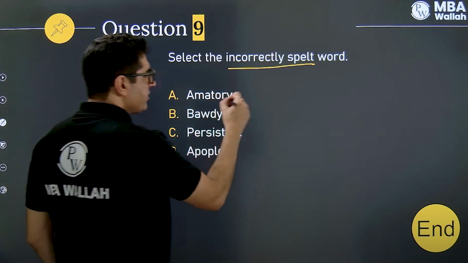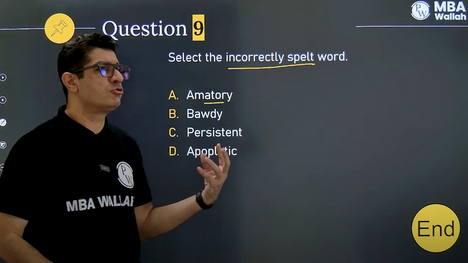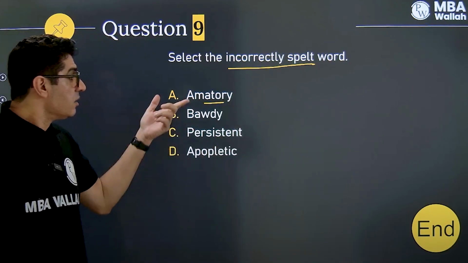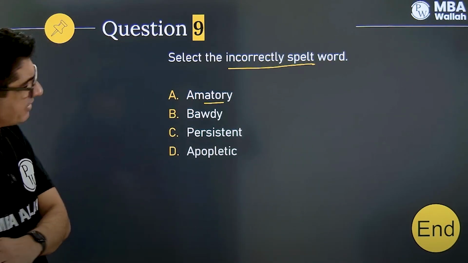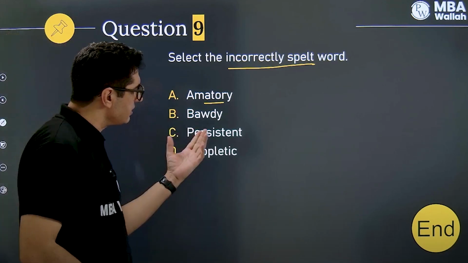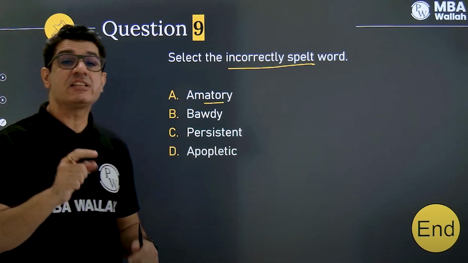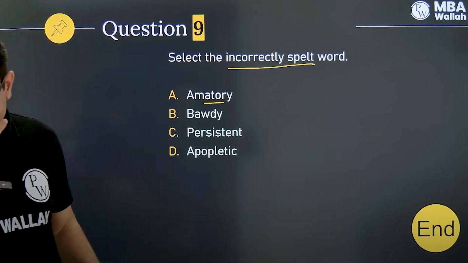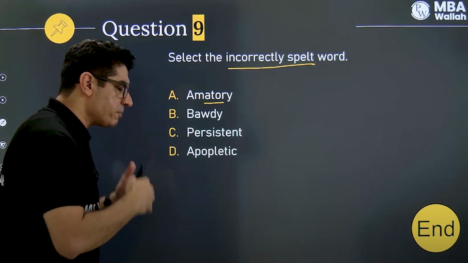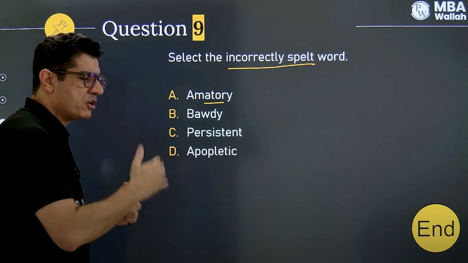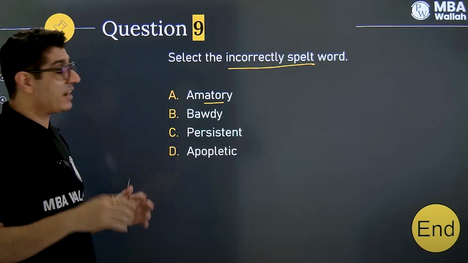Okay, so amatory is spelled correctly. This word basically means relating to sexual desires. Bawdy's spelling is correct. It basically means something which is indecent, obscene, vulgar. Persistence is what I typically want from you. The spelling is correct. If you're persistent, it means that you keep performing something, you keep at work for a long time, you don't give up easily, or you're not easy to get rid of.